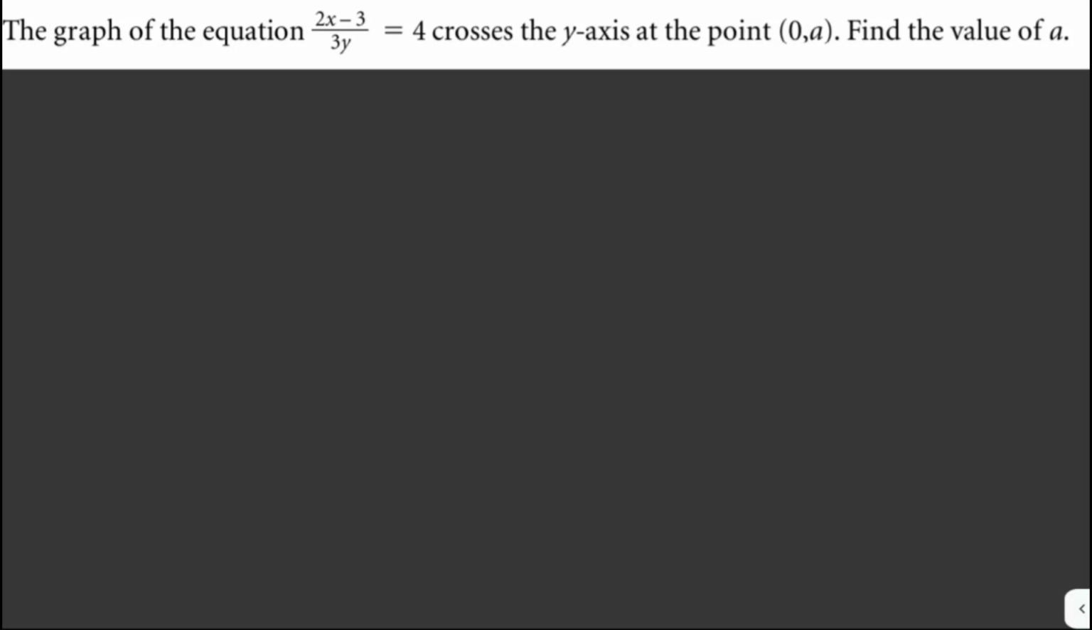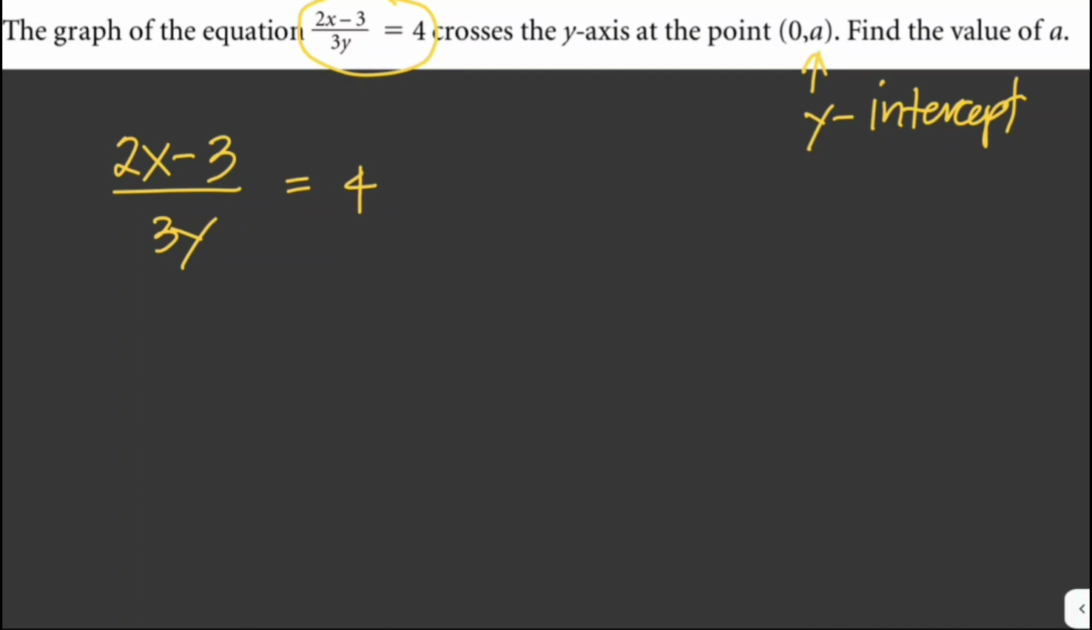The graph of the equation 2x minus 3 over 3y equals 4 crosses the y-axis at the point (0, a). Find the value of a. Since the graph of the given equation crosses the y-axis at point (0, a), and the value of x here is 0, this problem is asking for the value of the y-intercept. So the a here is just the y-intercept. So we just have to simplify the given equation, which is 2x minus 3 over 3y equals 4.